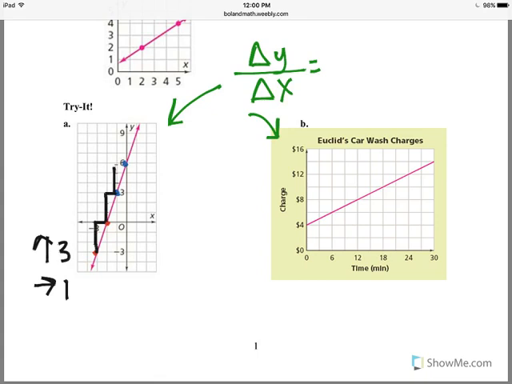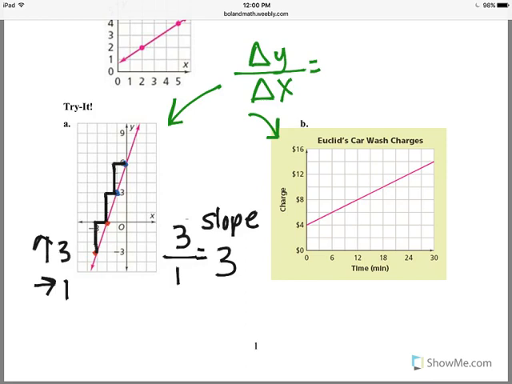1, 2, 3 over 1. Do I land on my line again? Yes. So the change in y is you're going up 3 and over 1. So the slope of this line is just going to be 3 over 1, which is 3.